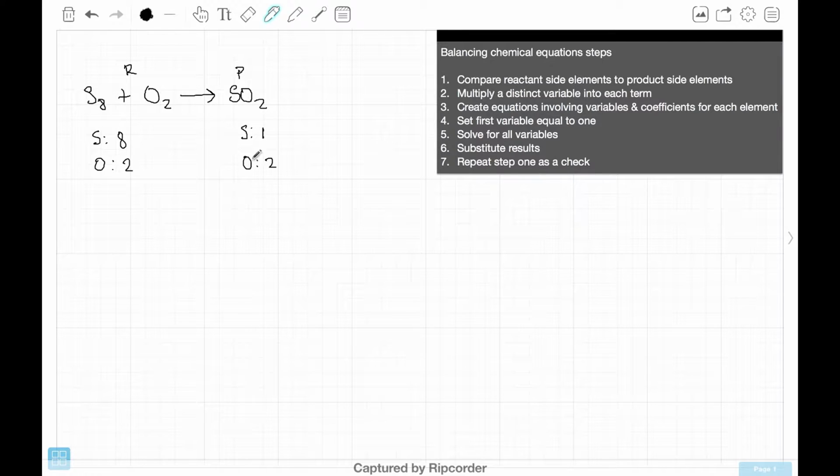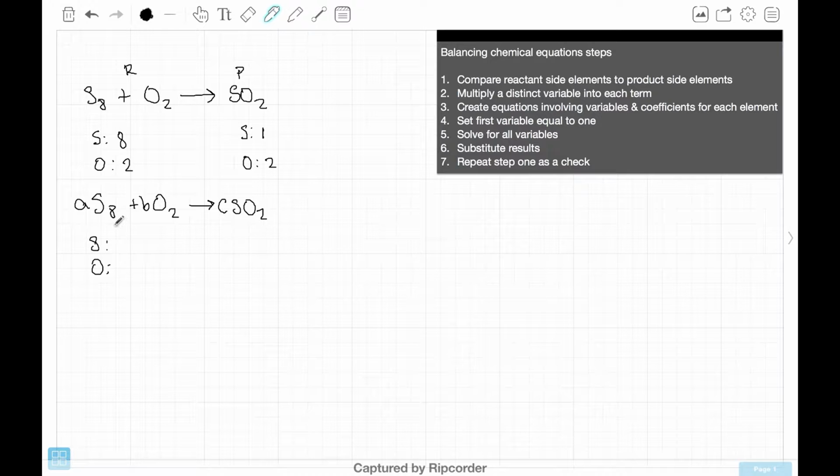So moving on, it says multiply a distinct variable into each term. So I'm going to just rewrite the original. And again, A, B, and C for my variables. And create equations involving variables and coefficients for each element. So like we did up top, S and O.